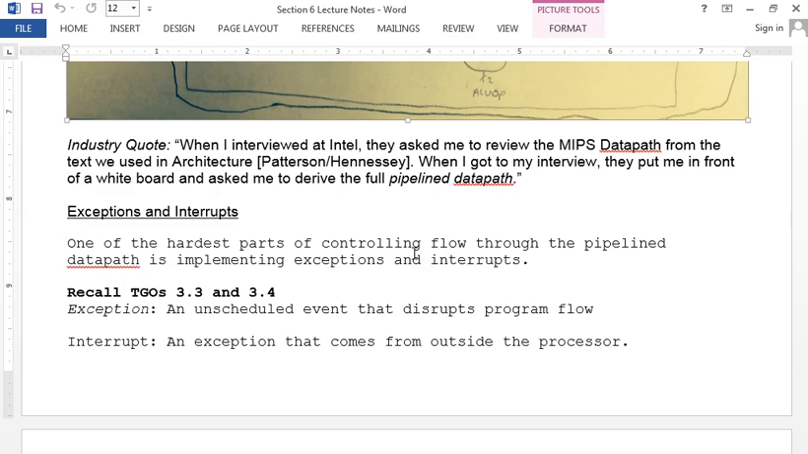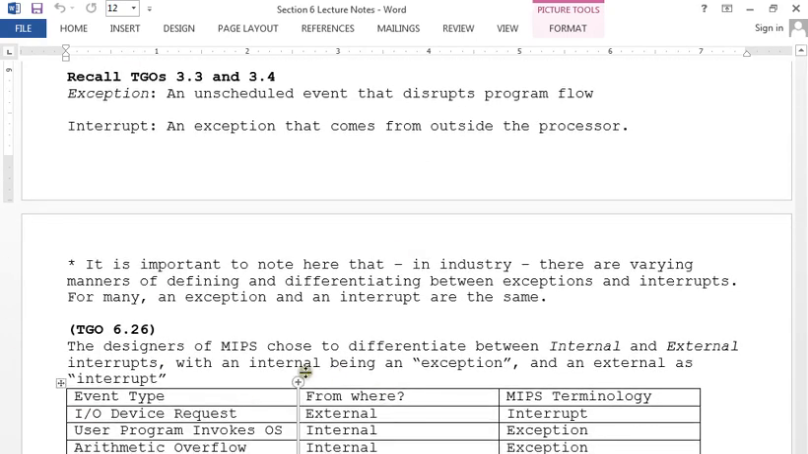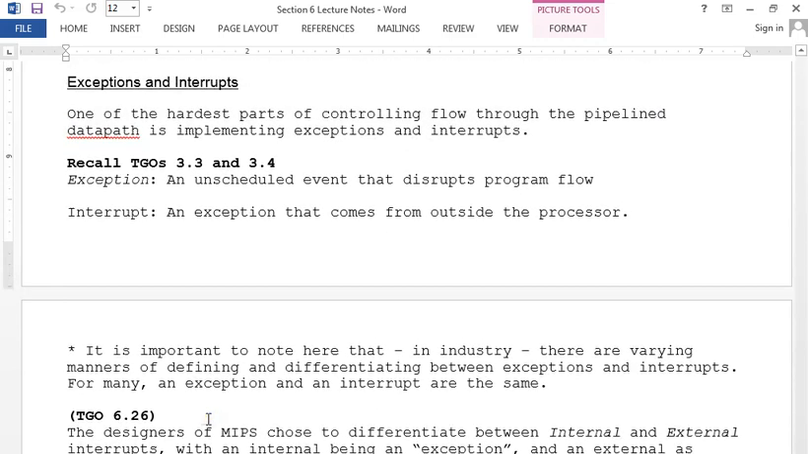I want to say here that the reason I included this TGO 6.26 is that in industry, in different places, there are different definitions of what they mean by exception and interrupt. There's no hard and fast definition. So for the case of this course, these are the two definitions from objective 3 and objective 4. And it emphasizes that the designers of MIPS chose to differentiate between them by internal and external.